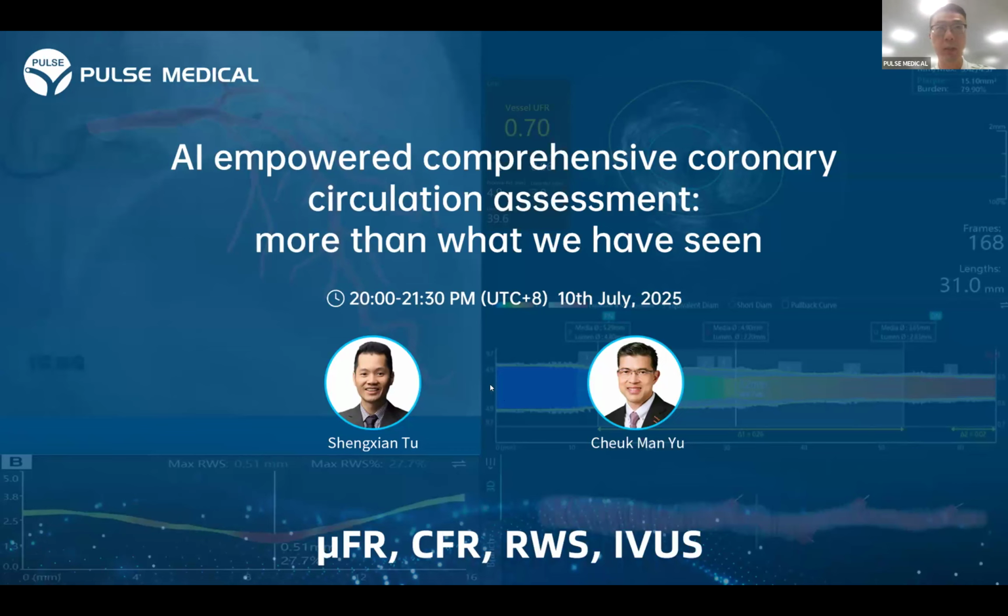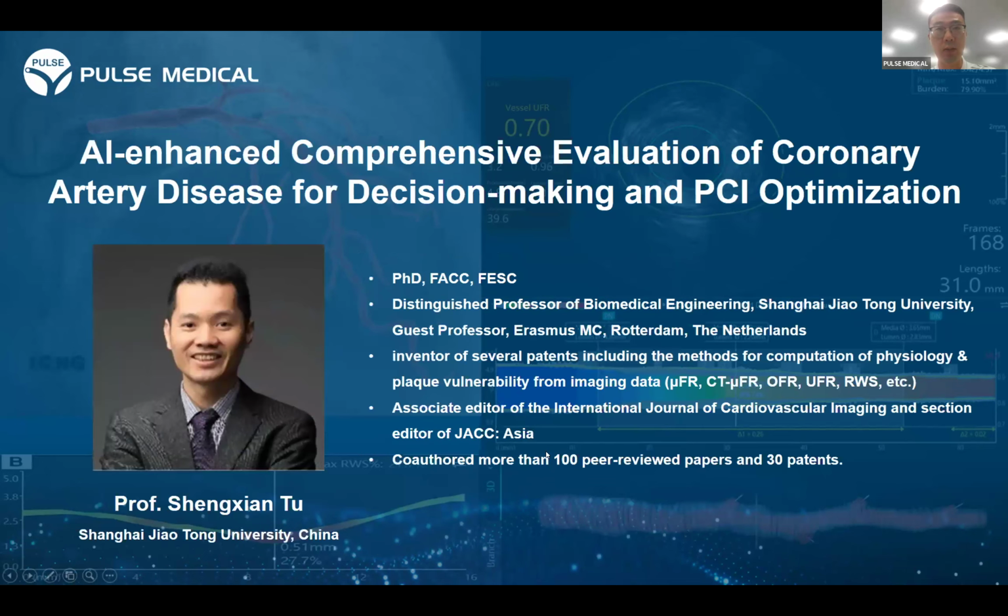Today's meeting name is AI Empowered Comprehensive Coronary Circulation Assessment, more than what we have seen. And also today we are very glad to have two speakers from China and Chinese Hong Kong to share two very interesting topics. First, let's welcome Professor Tu from Shanghai Jiao Tong University.